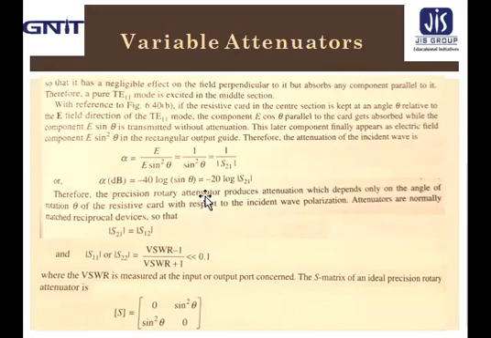Therefore, the precision rotary attenuator produces attenuation which depends only on the angle of rotation, theta, of the resistive card with respect to the incident wave polarization, and attenuators are normally matched reciprocal devices, so that S21 equal to S12 and S11 or S22 equal to (VSWR minus 1) by (VSWR plus 1), that is less than 0.1, where this VSWR is measured at the input and the output port concerned, and the S matrix of an ideal precision rotary attenuator, that is S equal to the matrix [0, sin square theta; sin square theta, 0]. This is the variable attenuator.